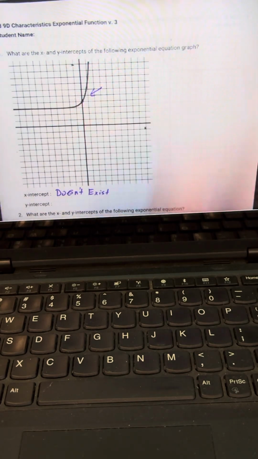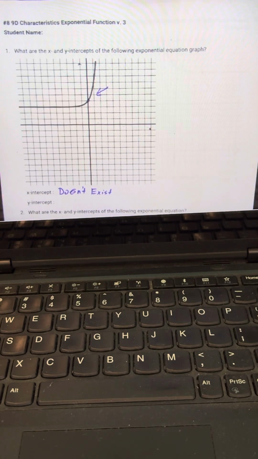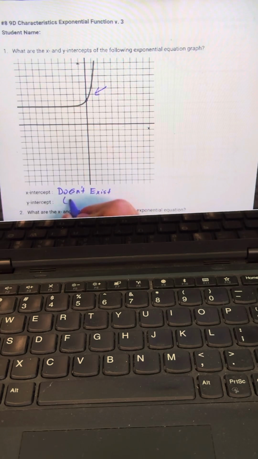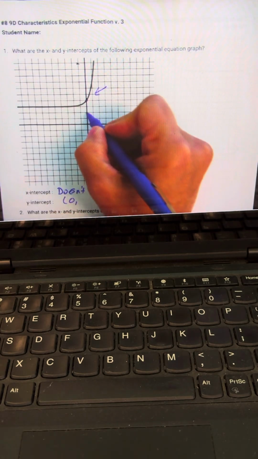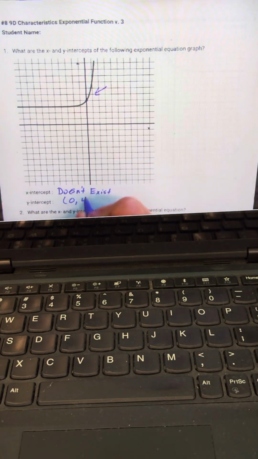Now the y-intercept is right here. And that is when what is 0? The x or the y? The x. So 0, comma, 1, 2, 3, 4.